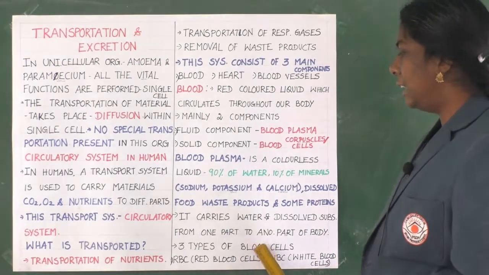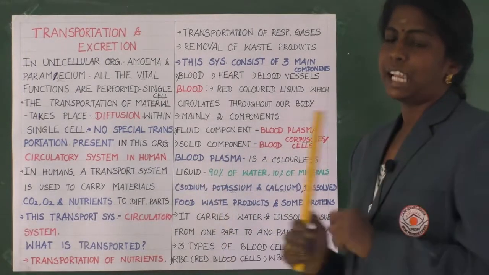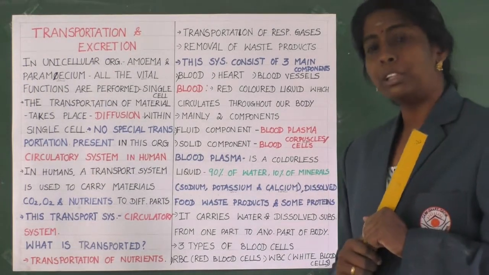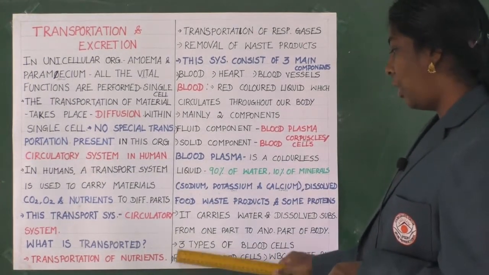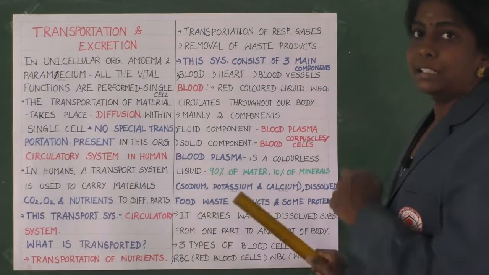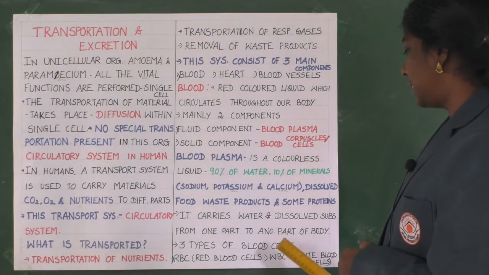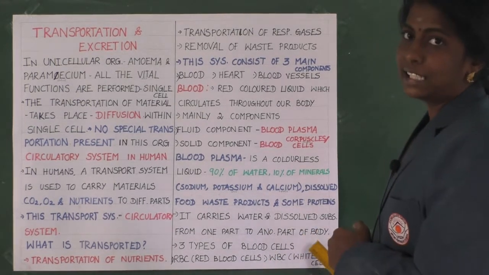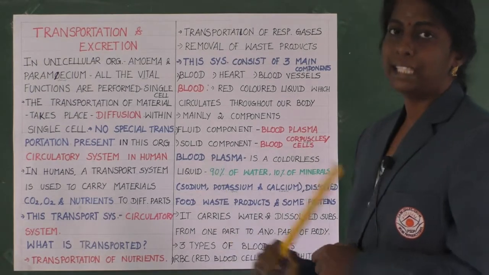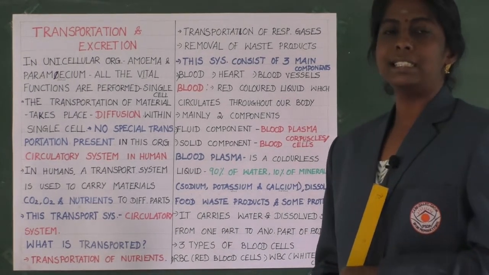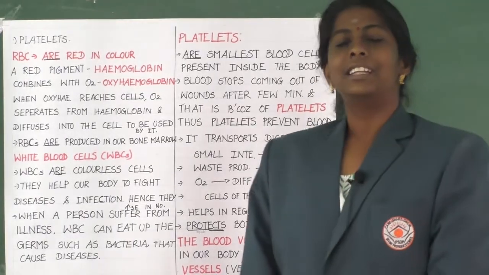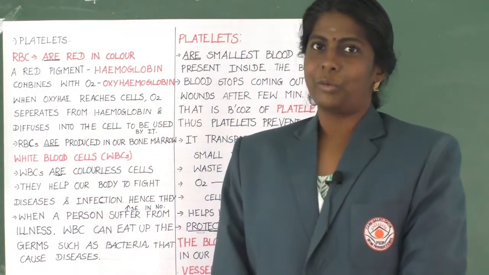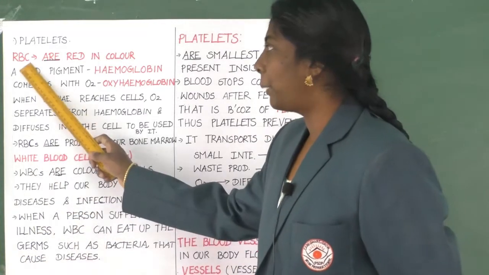So, basically there are three different types of blood cell. How many? Three. So, what are they? RBC or red blood cells. Second one is WBC, that is white blood cells, and the third one is platelets. Clear? So, let us learn about that. Now, let us learn about the different types of blood cells.